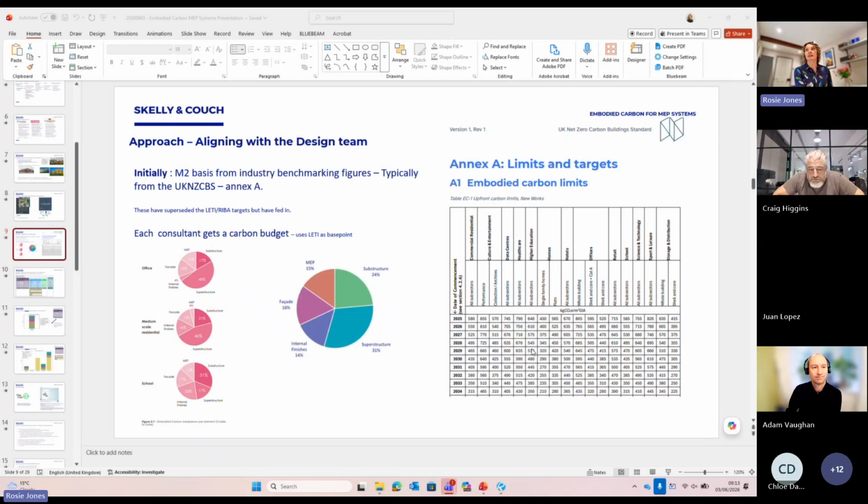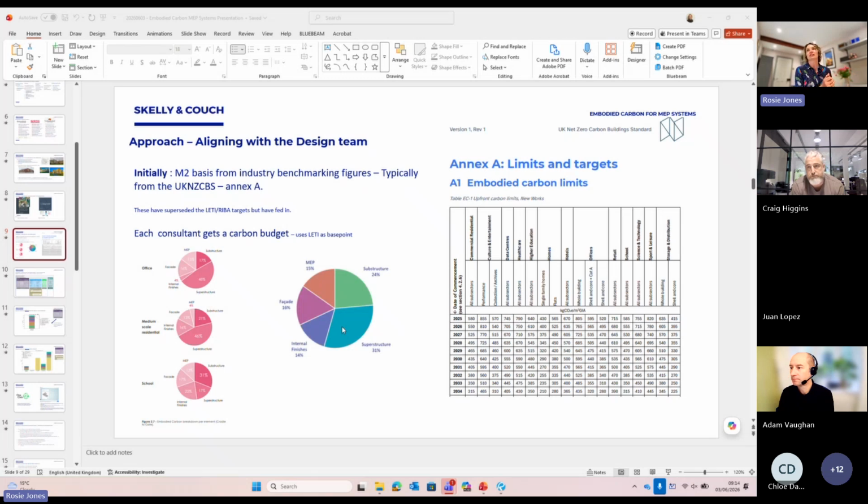That is a great number in terms of planning, but then as consultants, with all of these components, we don't really know what our allowance is. So we're using this LETI base point that splits up into these sectors, and then we all get a portion. The structural engineer goes away with his or her 55% budget, which, if that was 55% of the 550, means they've got 302 kilograms of carbon per meter squared to work with.